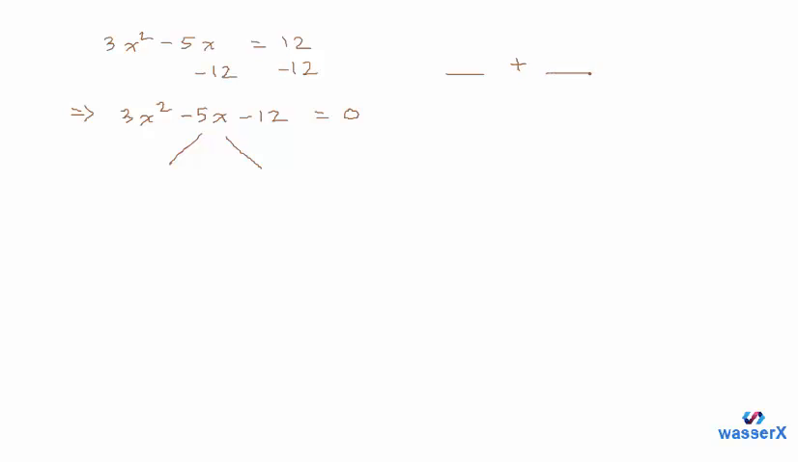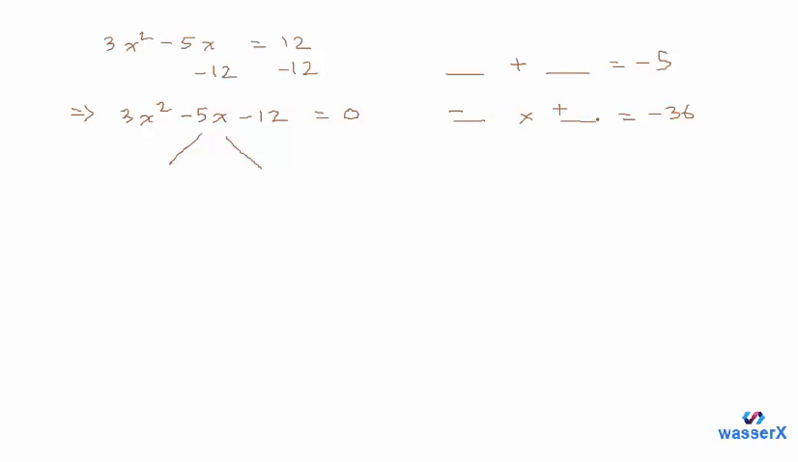What's the criteria? Something plus something is equal to negative 5. And then, those two numbers multiply to give you 3 times negative 12. The coefficient of the highest power, the x squared term, is 3, times the constant term negative 12, which is negative 36. One has to be a negative and the other one has to be a positive. There's no question about it. And because the sum is negative 5, the negative number is more than the positive number.